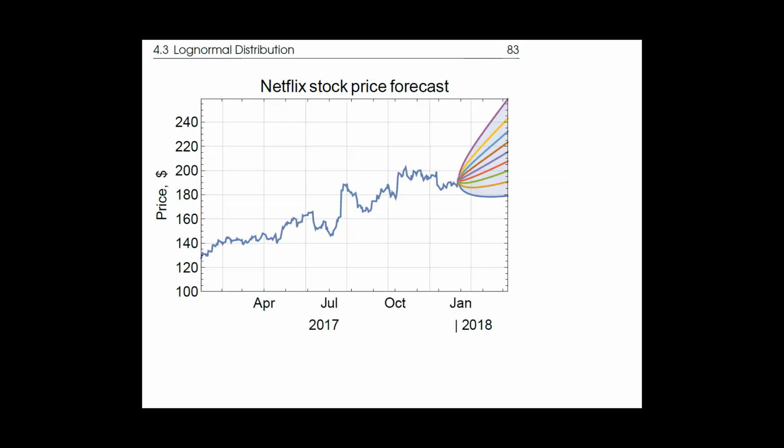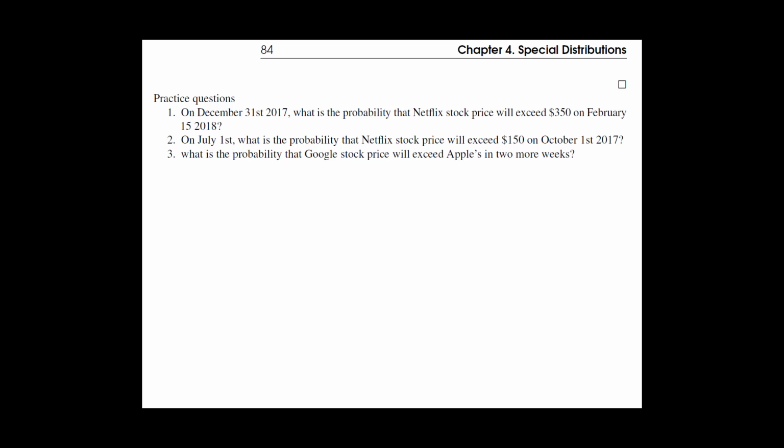Okay, and we can do a projection. Now, I did this back in 2018, right? But we could still compare it with the price of the Netflix stock today. So we'll do that during lecture. See how my forecast model is working. All right, so that's for the log normal distribution.